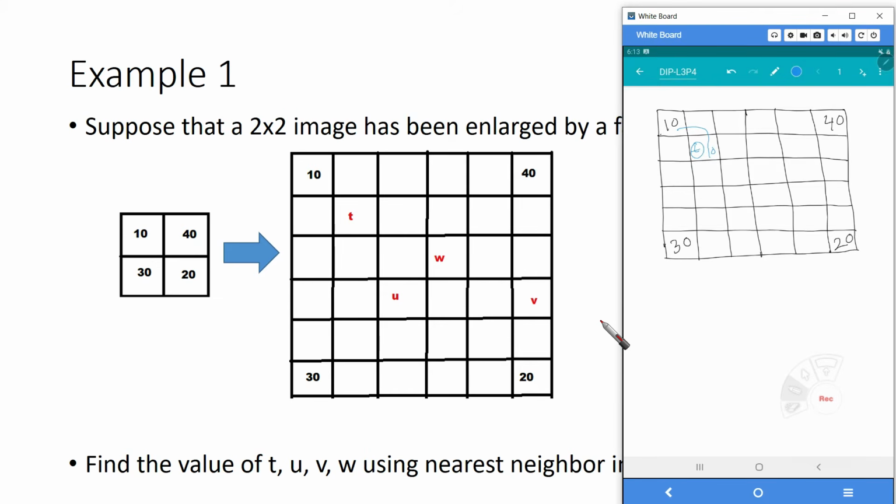Now what will be the value of U? Definitely this one is the nearest one, so it will be 30. What would be V? This is this one, that is 20. And how about W? We can see that this is nearest to this one, so it will be 40. So that is simple. We just use the nearest values. We duplicate the values and we get the values at our expected points using nearest neighbor interpolation.